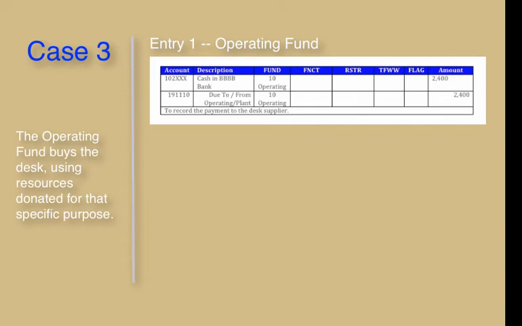So when the donation came in, we recorded it in the operating fund, and we tagged it as a restricted donation. Then the operating fund went ahead and bought a desk. So then we debited cash when the money came in, and it was recorded here as a liability to the plant fund.